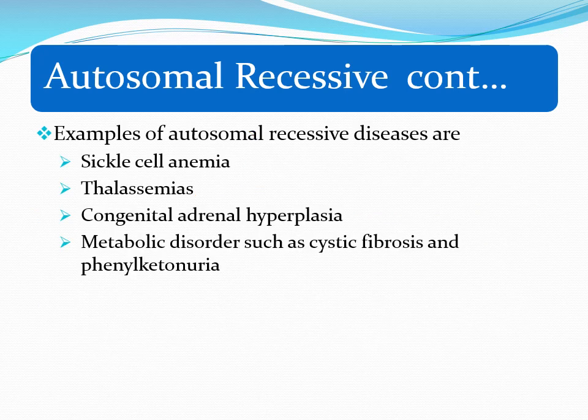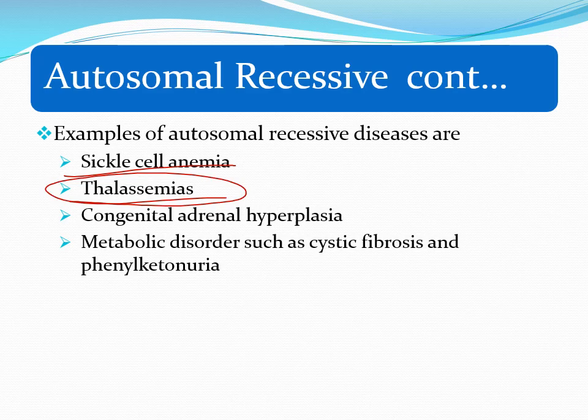Example of this, we have sickle cell anemia. Remember, we said sickle cell anemia is a gene mutation due to point mutation, which leads to substitution of glutamic acid in position number 6 by valine. It is an example of recessive. That means for the disease to manifest, there must be recessive and recessive. If there is a dominant, there will be no disease.